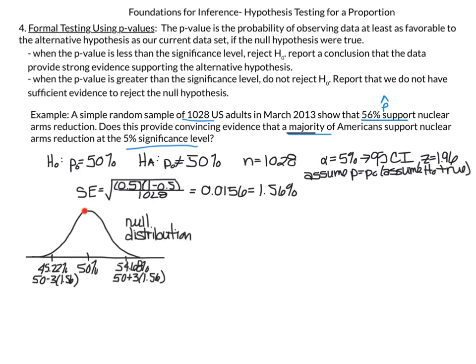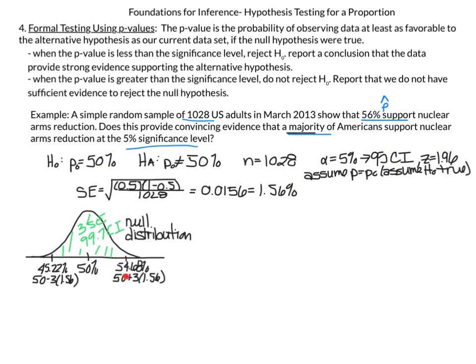And here I put our null distribution. So our null puts P naught, or 0 standard errors, at 50%. And I went ahead and calculated 3 standard deviations because that's actually a 99.7 percent confidence interval. But for the sake of looking, I looked at 3 standard deviations. So that's 50 minus 3 times my 1.56 and 50 plus 3 times 1.56. And what I got was 45.32% and 54.68%. Again, 3 standard deviations gives us our 99.7 area here. So that's a 99.7 confidence interval.